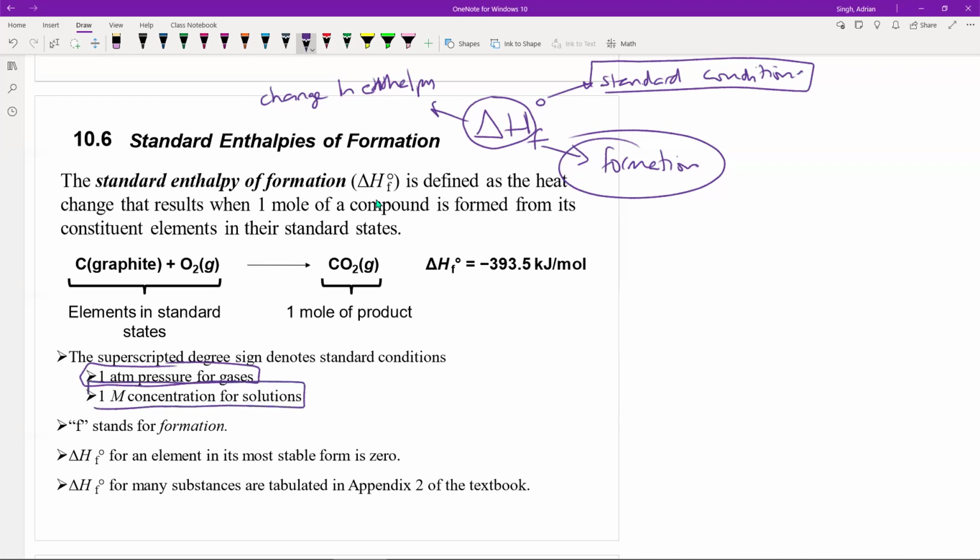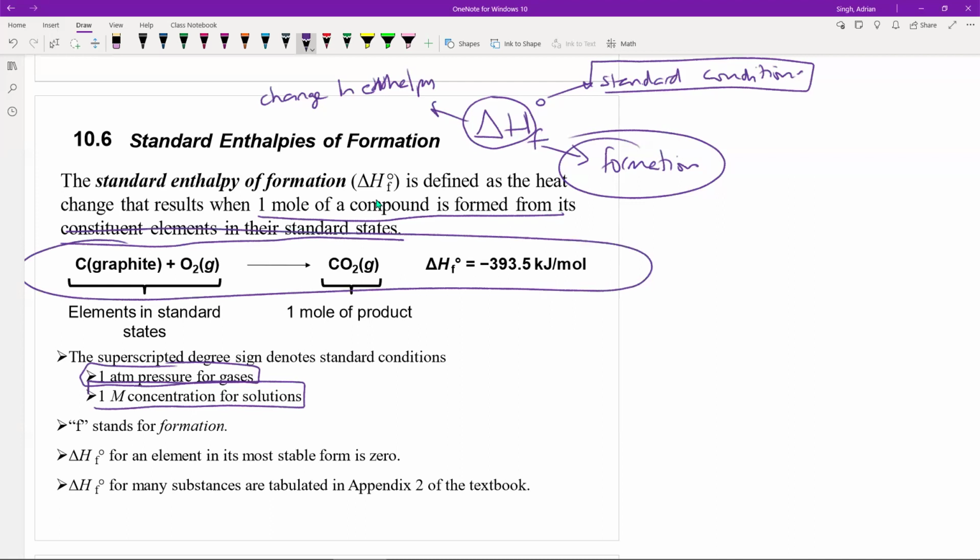All right. So the standard enthalpy of formation, again, is the heat change that results when 1 mole of a compound is formed from its elements in their standard states. All right, so for instance here, this equation represents the delta H of formation for CO2. So this here would be the delta H formation for carbon dioxide. CO2 is made up of carbon and oxygen, right? Those are the elements in their standard states that we find in CO2.